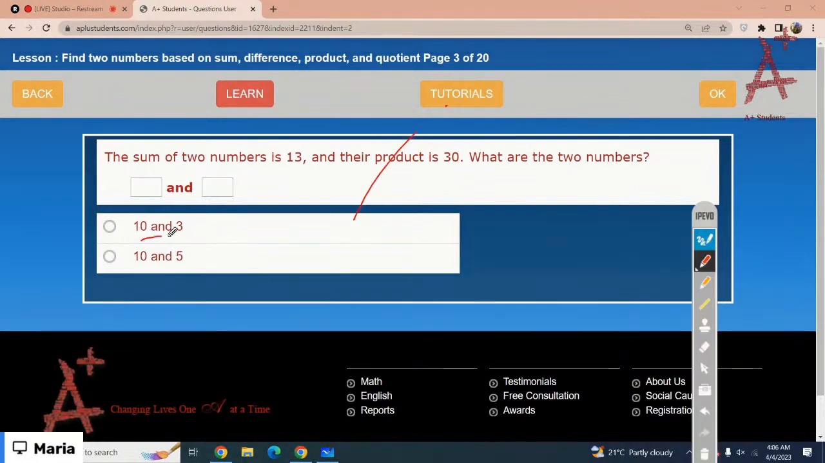Let's start with the first option. Here you have 10 and 3. Let's see. When you add them it makes 13, and when you multiply 10 times 3 it makes 30. Got it? That means option number 1 is the correct option, because when you add it makes 13 and when you multiply it makes 30.